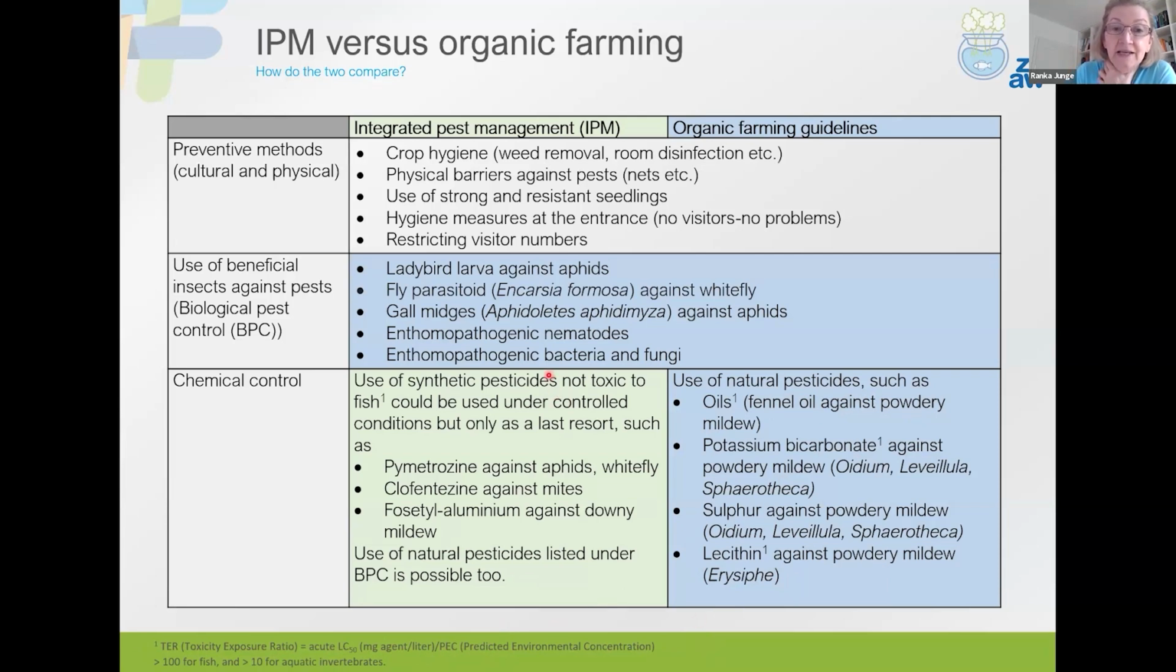So there are some parallels between integrated pest management and organic farming, but there are also some fundamental differences, and they are in the chemical control that you can be using.